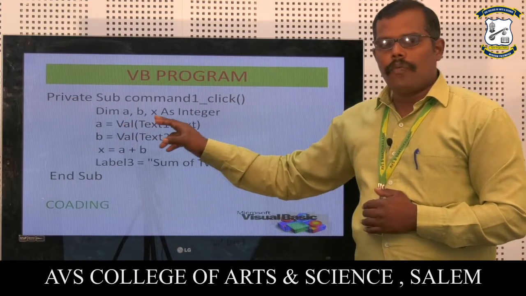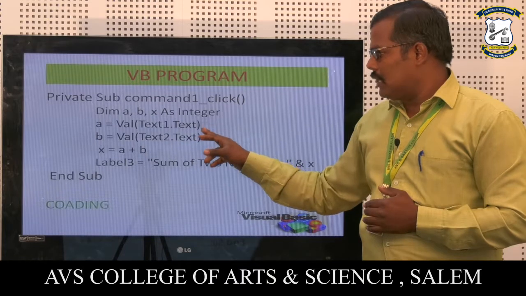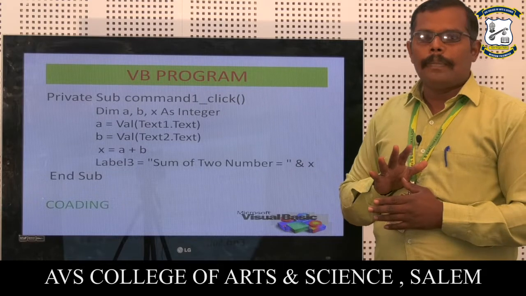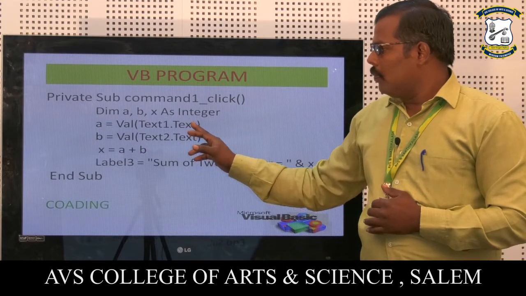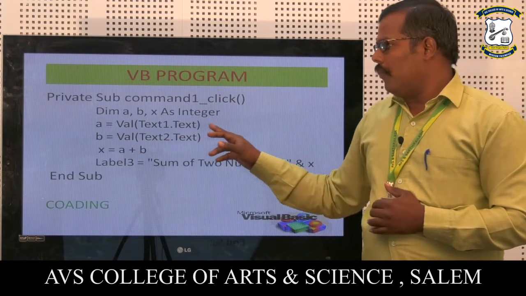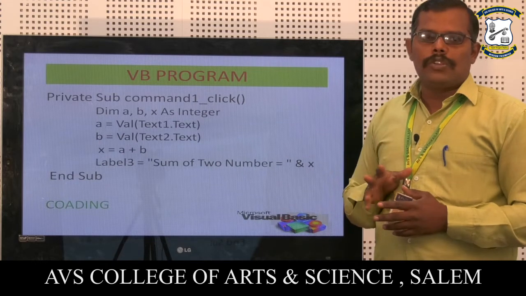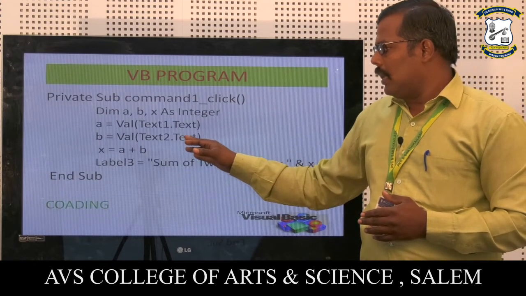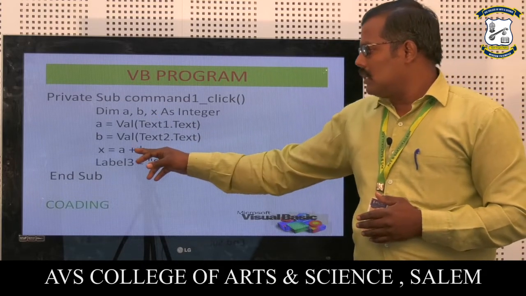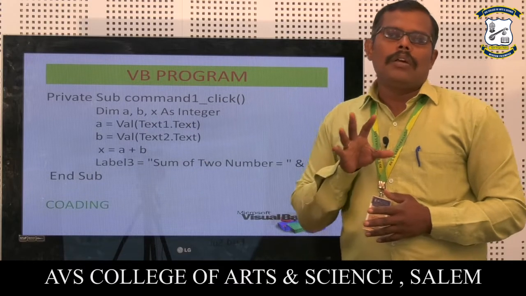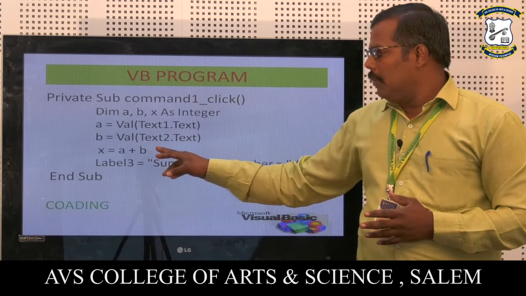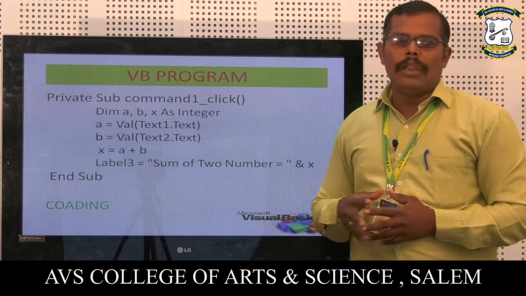a equals the value of Text1.Text. During the execution of the program, after clicking the Run button, this Text1 value is stored in the variable a. Next, b equals the value of Text2.Text. During the execution, the value of Text2.Text will be stored in variable b, and x equals a plus b. Here we are going to add the values of a and b, and finally it will be stored in variable x.